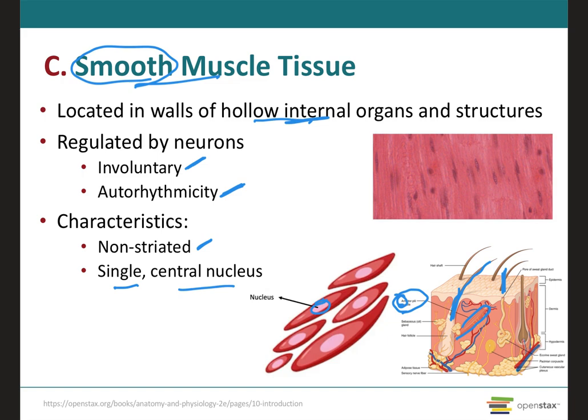With regards to the contractile proteins, I said already that they are the same as in skeletal and cardiac muscles, as they contain myosin and actin, and we will definitely talk more about this muscle when we get to the digestive system. But for now, we will focus on the skeletal muscles.